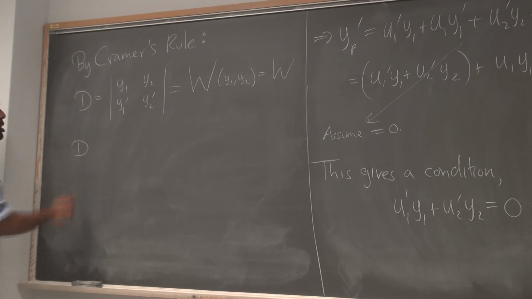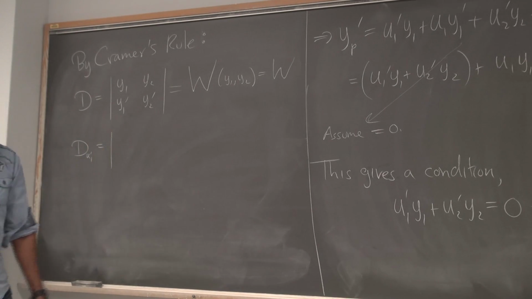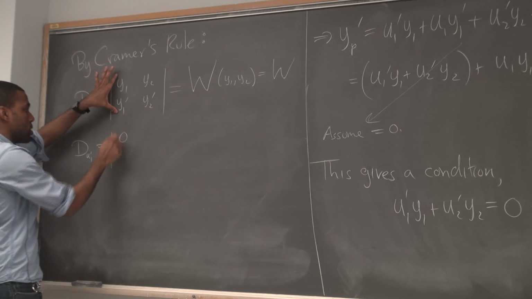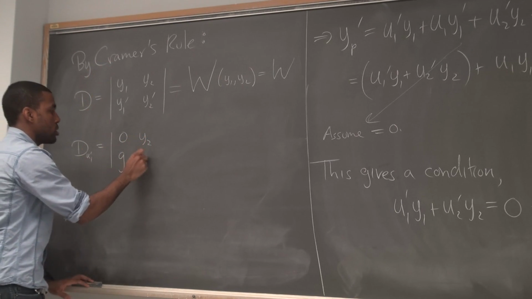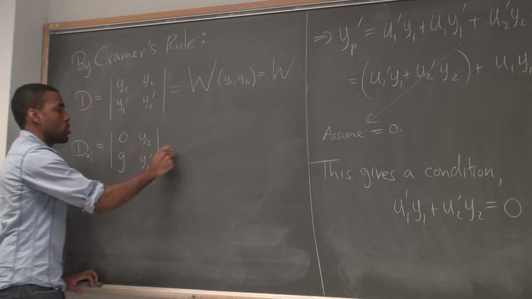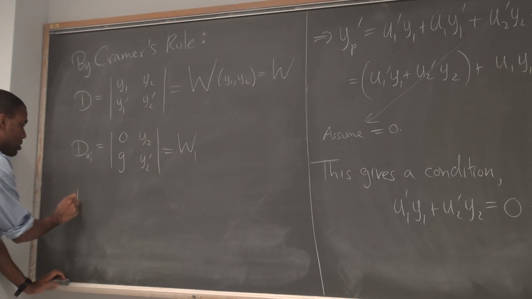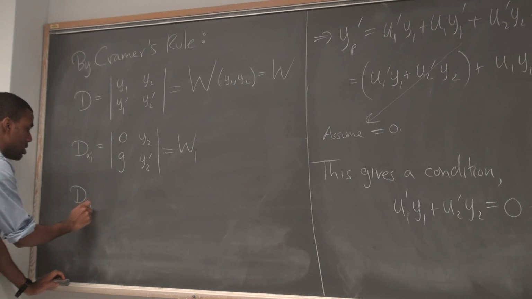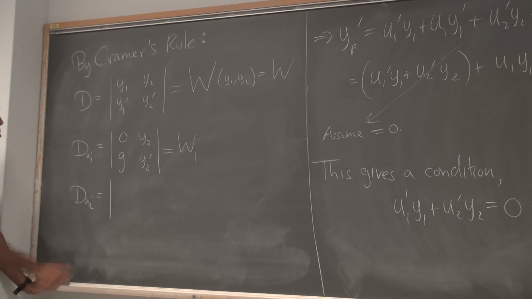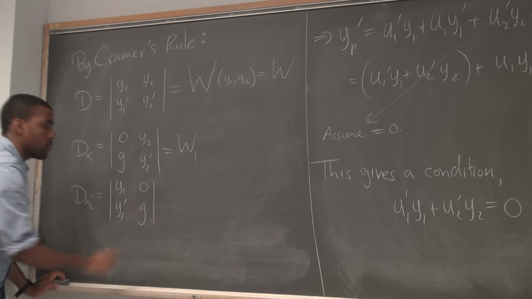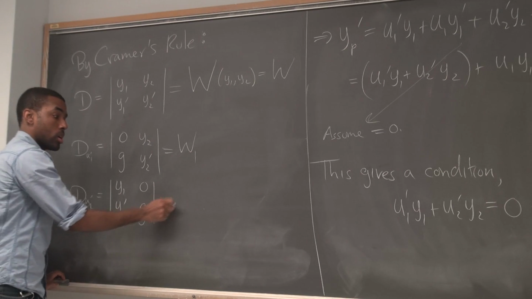Now, the next thing we're going to need is the d for u1 prime, which is going to be, I replace the first column with the answers column. So instead of y1, y1 prime, I put 0 and g. This stays y2, y2 prime. I'm going to call this w1. The u2 prime is going to be very similar. I'm going to replace the right column with the answer column. I'm going to call that w2.